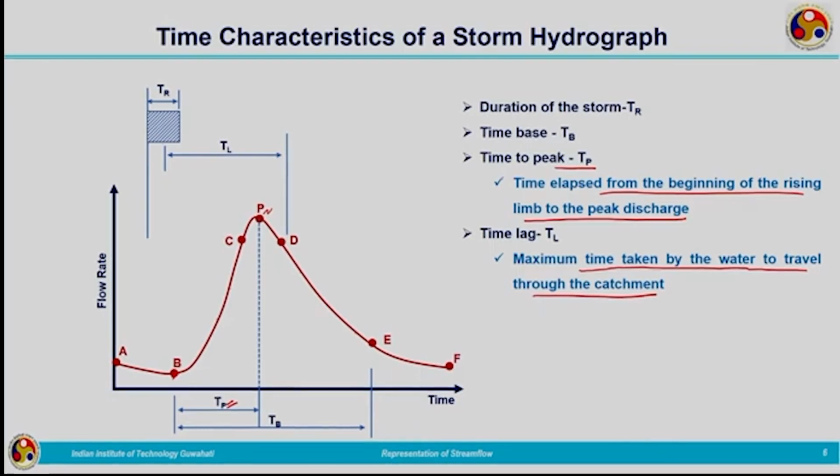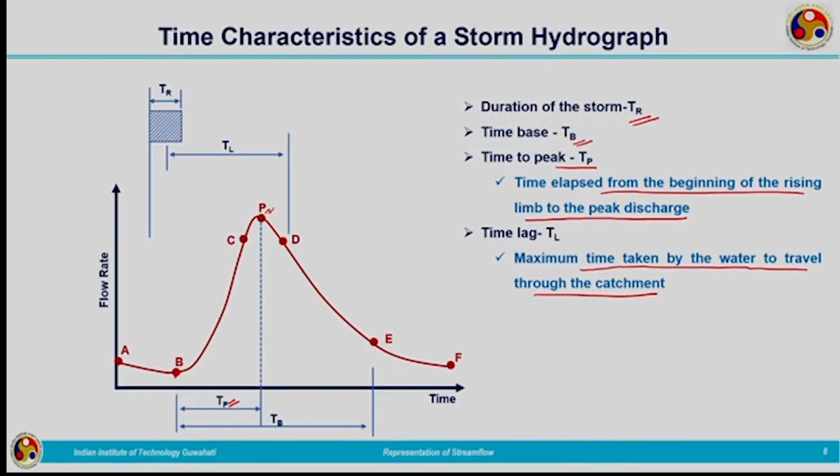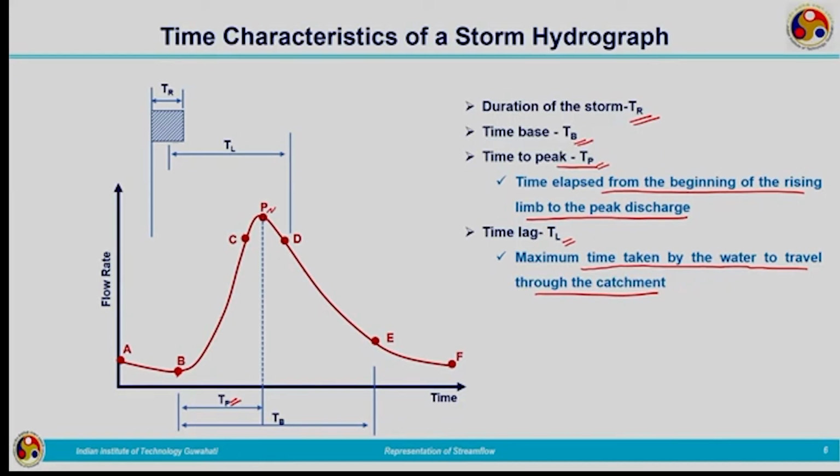So, these are the 4 important characteristics related to time whenever we talk about storm hydrograph. First one is the duration of the storm, TR. Second one is time base, the time represented by the base of the hydrograph, that is the base of the direct runoff hydrograph. Then time to peak TP and time lag TL. You should carefully understand the difference between all these. TR is not an issue, it is the duration of the storm, and time base is also very clear. Time to peak is the time from the beginning of the recession limb to the peak runoff.